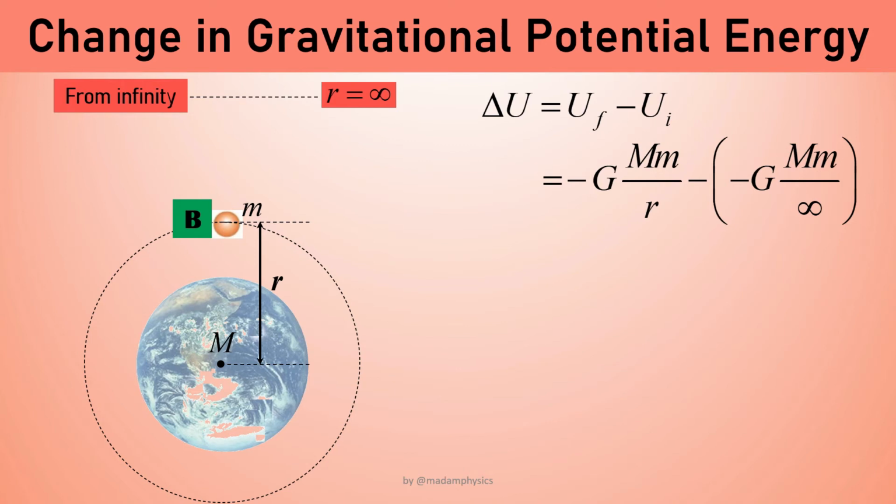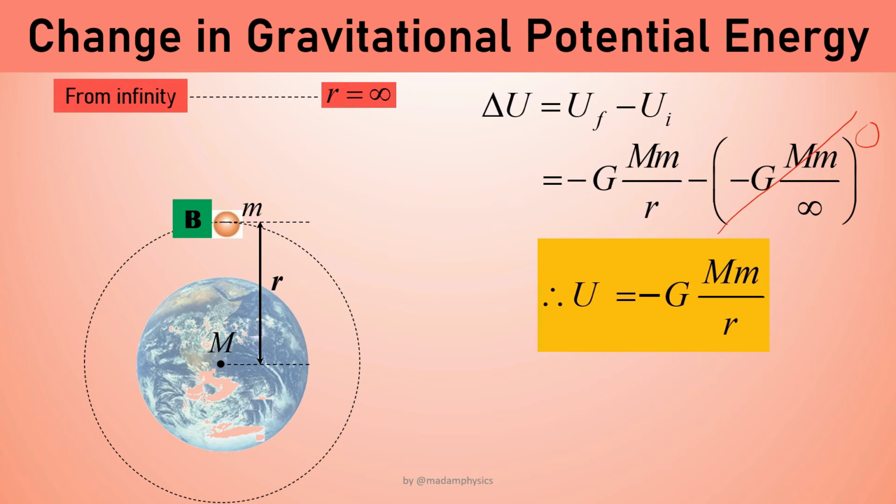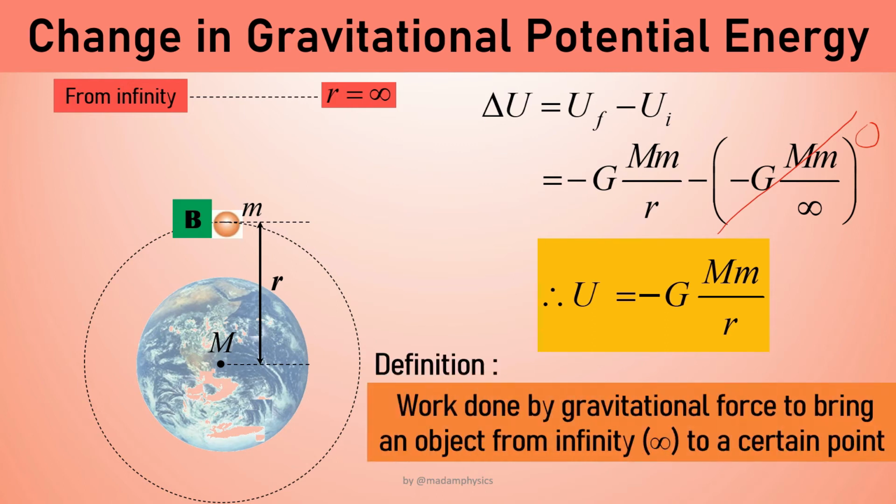This term will become 0 because we know that any number divided by infinity is equal to 0. We finally come out with the same formula of U that is introduced earlier, which is U equals to negative GMm over r with a negative sign. That is why gravitational potential energy is defined as work done by gravitational force to bring an object from infinity to a certain point.